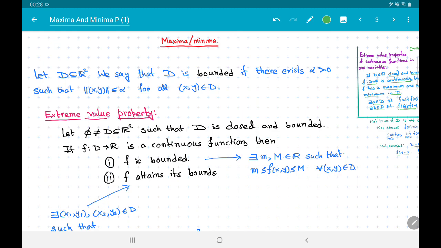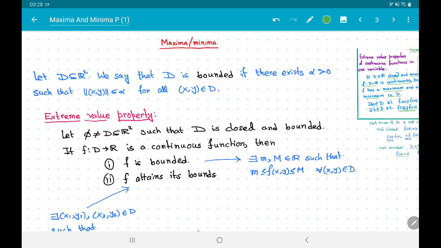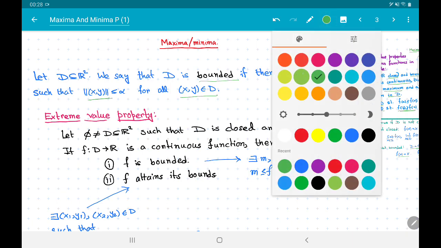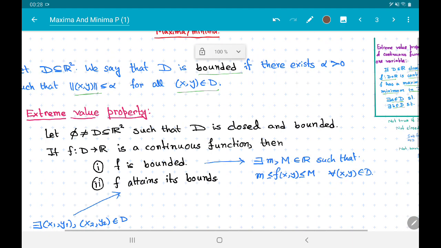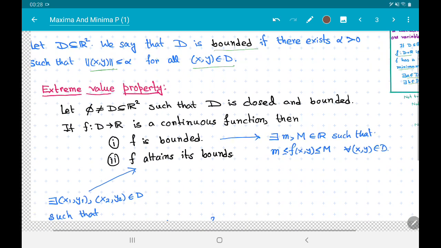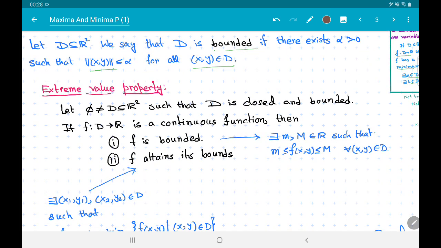So first, a definition. Suppose that D is a subset of R2. We say that D is a bounded set if there exists alpha which is bigger than 0, such that the norm of all the elements in D is bounded above by the quantity alpha.